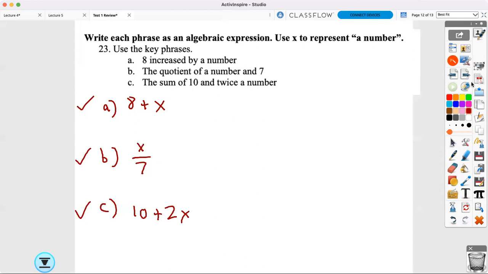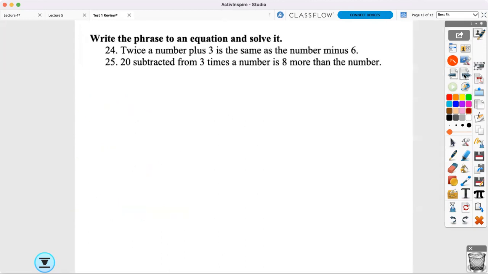Let's go ahead and finish off, right? Here are the final two problems. Write the phrase into an equation and then solve it. So I'm going to go ahead and give you guys 4 minutes to work these out, or 5 minutes, because this is word problems. 5 minutes, and then we'll go ahead and try it out, okay? So 25 or 24 first. But I'm going to give you all 5 minutes, and then we'll work them out, okay?